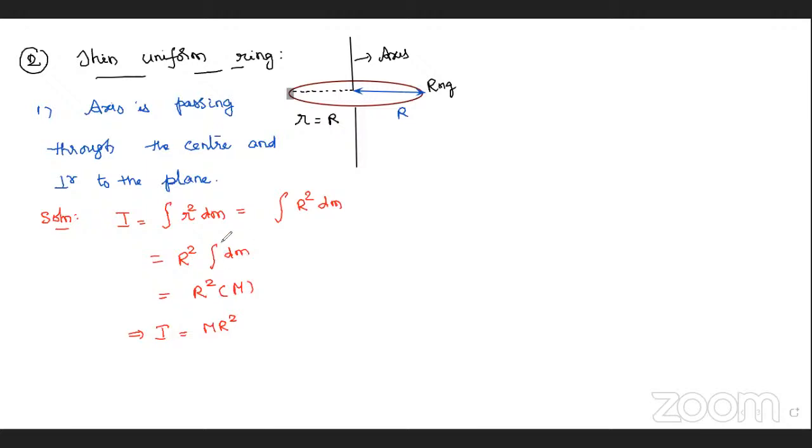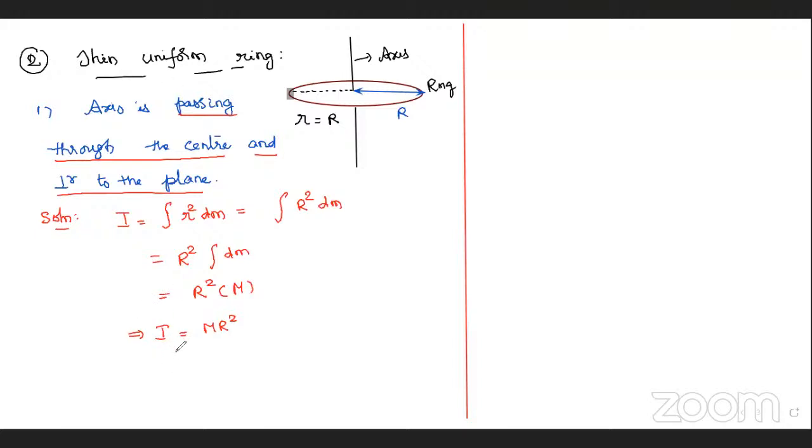Any doubt here writing integral dm as m? No, I think all of you understood. Okay, very good. So see here, just in 1 or 2 steps, we got the answer. Moment of inertia about that axis passing through the center and perpendicular to the plane. That you should not forget. Passing through the center and perpendicular to the plane. Yes, I equals m r square.